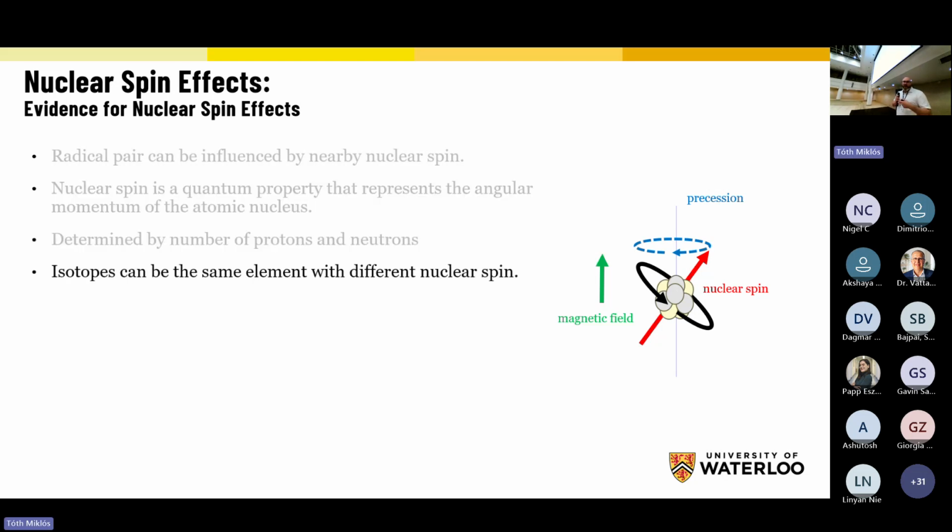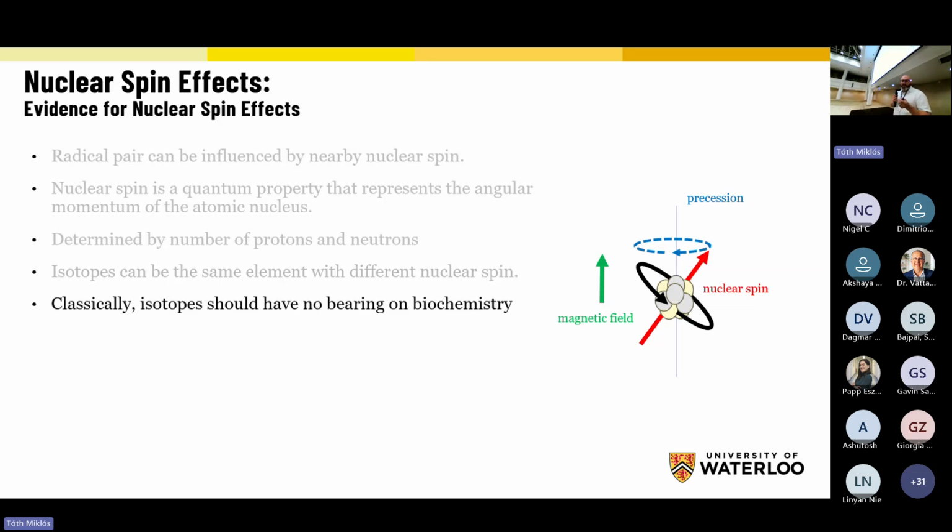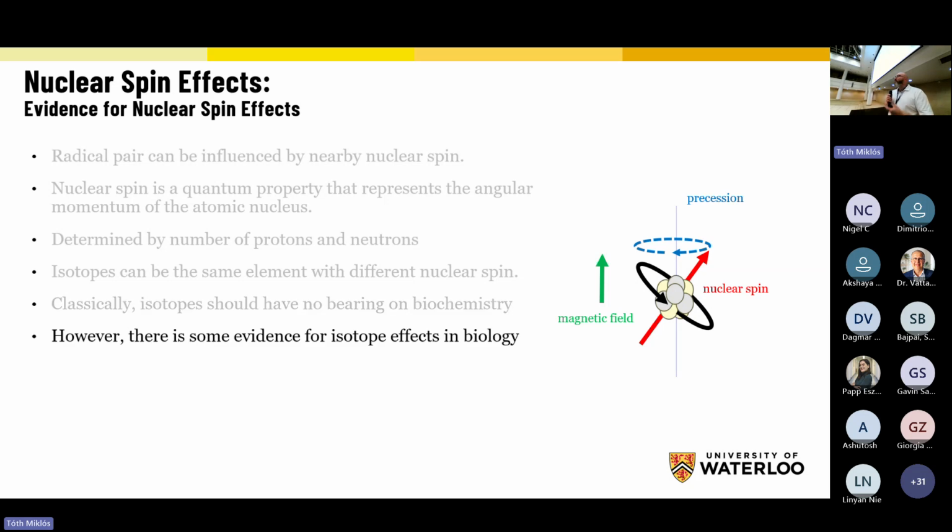So isotopes of the same element can have different nuclear spins, and it offers a way that isotopes can affect biochemistry that's beyond classical biochemistry. So classical biochemistry cannot explain nuclear isotope effects in biology or in biochemistry. However, there is evidence of nuclear spin effects in biology.